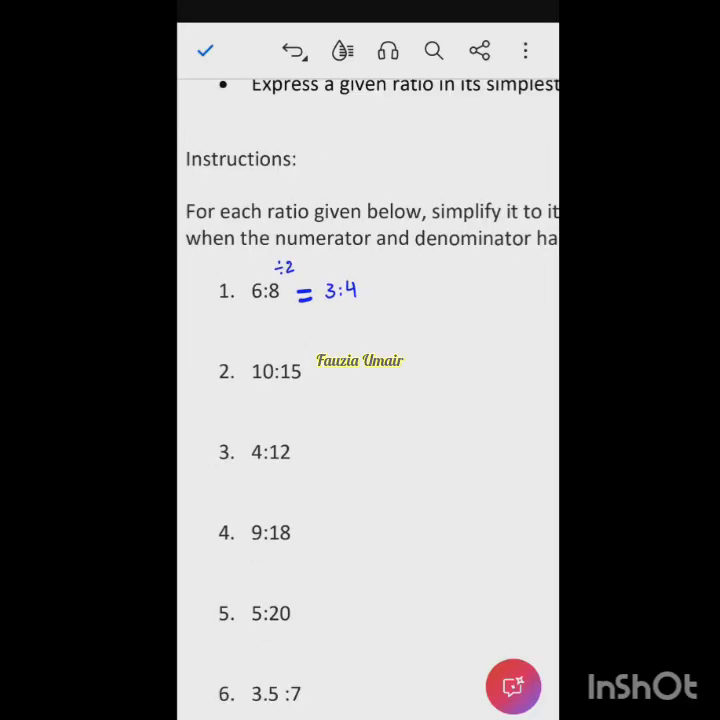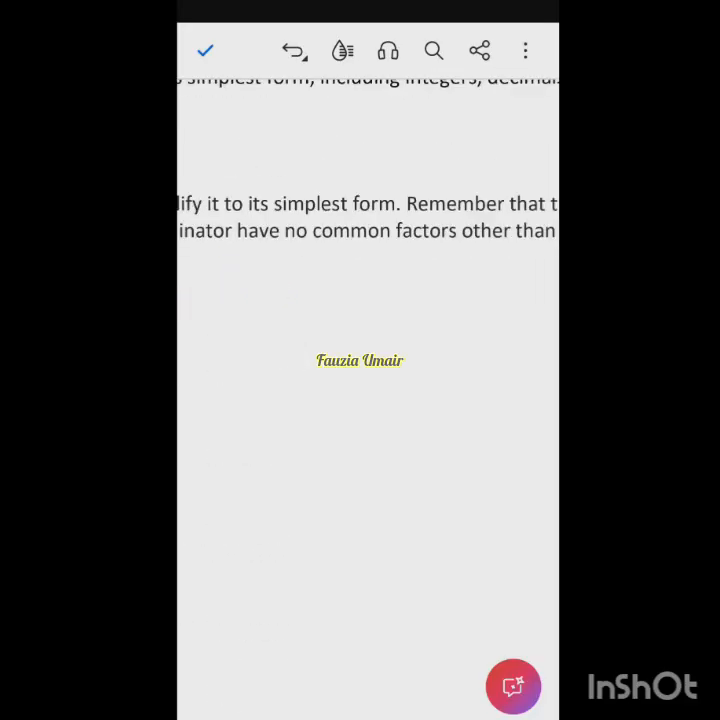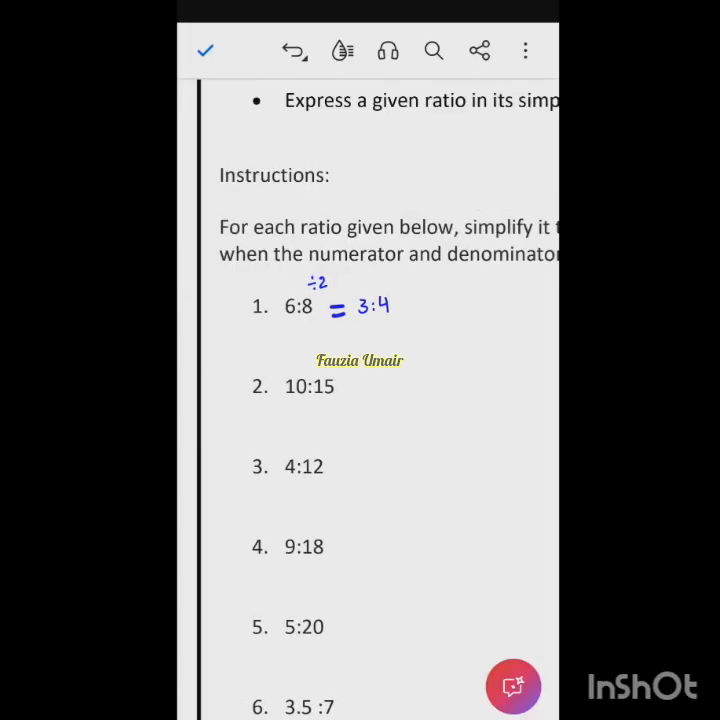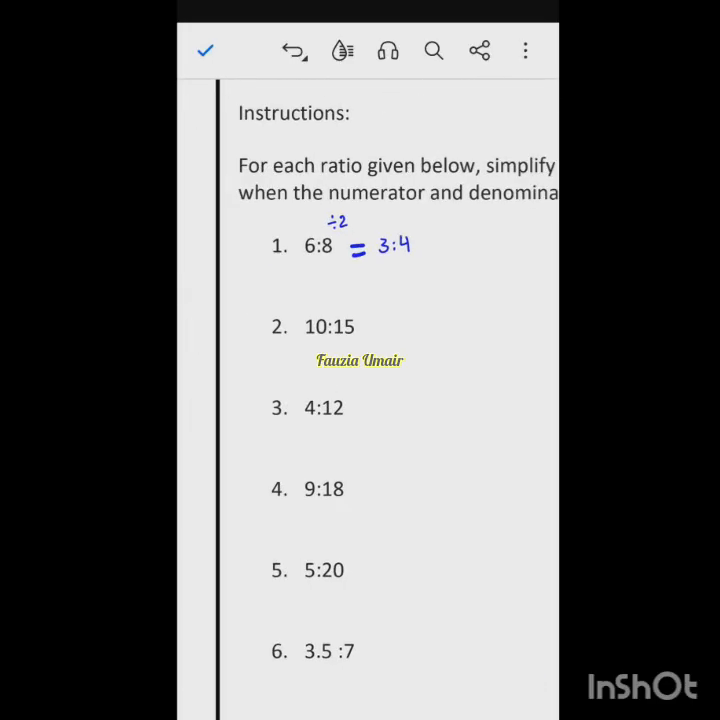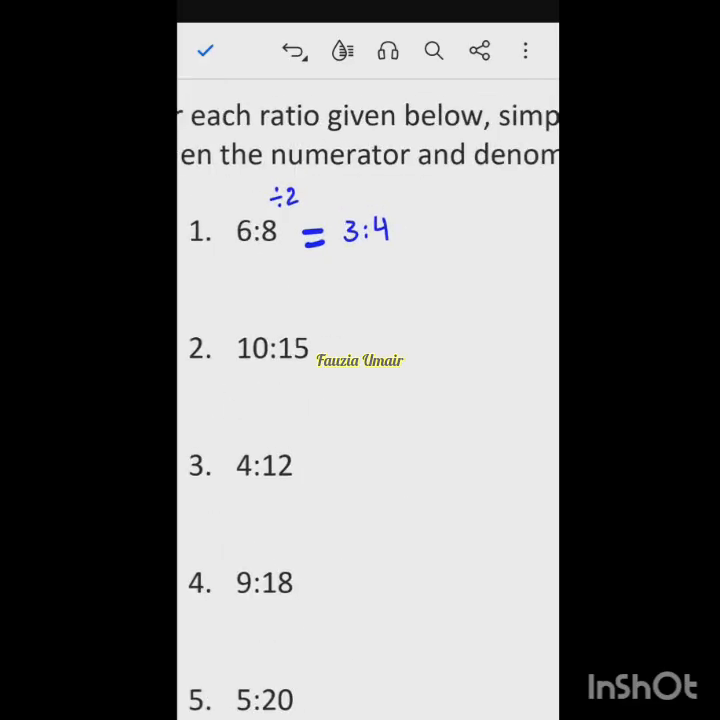Let's read the question first. For each ratio given below, simplify it to the simplest form. Remember, the simplest form of a ratio is when the numerator and the denominator have no common factor other than 1. Okay? So the second question is 10:15.